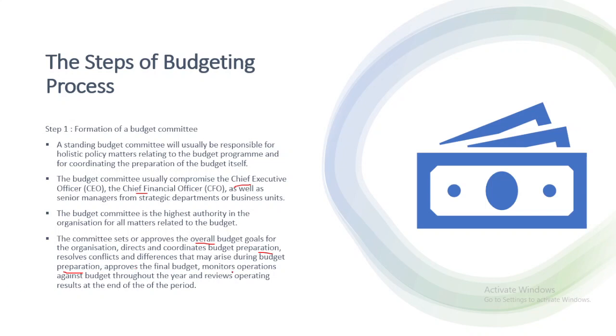They also approve the final budget, monitor operations against the budget throughout the year, and review operating results at the end of the period. So they are also there to assess and check if we are deviating from what we actually planned, and if we're deviating, what are the causes of our deviation from what we planned, and then how do we resolve that. That's another job that the budget committee does. This is the first step under the budgeting process: to have a budget committee that will govern all the processes, procedures and approval of the budget.